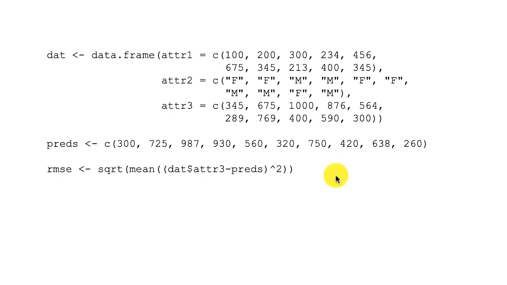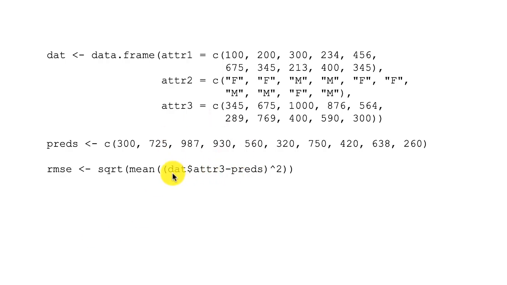Okay, so how would you calculate the root mean squared error? Very simple, we are applying the formula. Here's the difference, that $attribute 3 minus preds. Remember this is vectorized, so it's going to do it for each value. This is a vector, that's a vector, so when you subtract 2 vectors, it's going to subtract every element and do the operation for each of them.